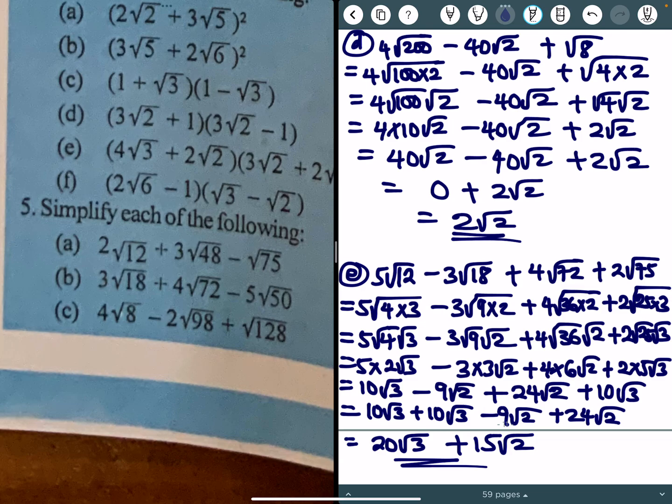In D, it's the same thing. 4 root 200 will simplify like this. Minus 40 root 2, leave it the way it is. Leave it the way it is up to here. Then plus root 8. Root 8 will change to root 4 times 2, which will give me plus 2 root 2. So I'll get 40 root 2 minus 40 root 2 is 0. 0 plus 2 root 2 will give 2 root 2.